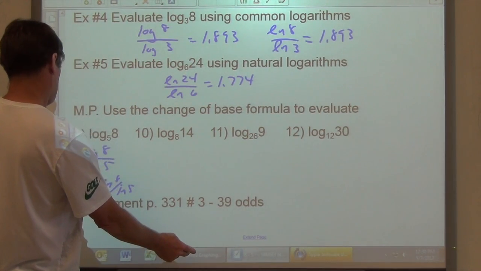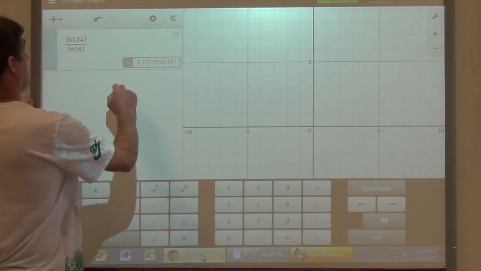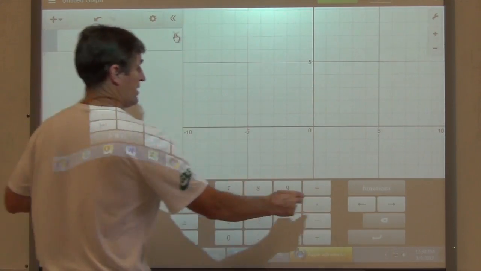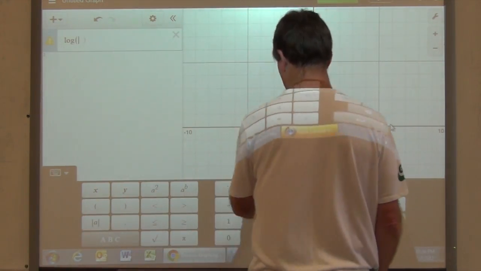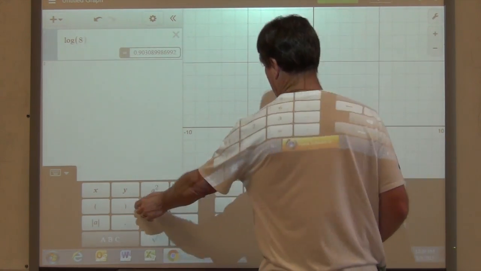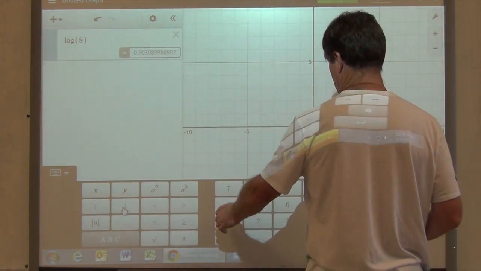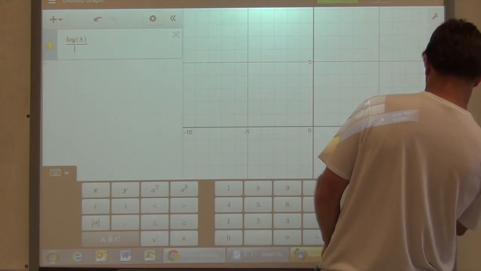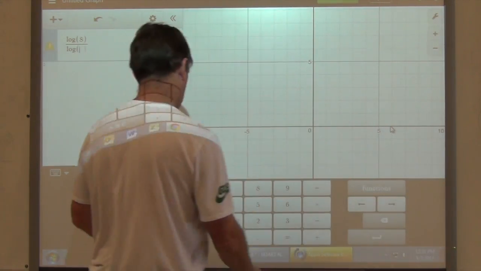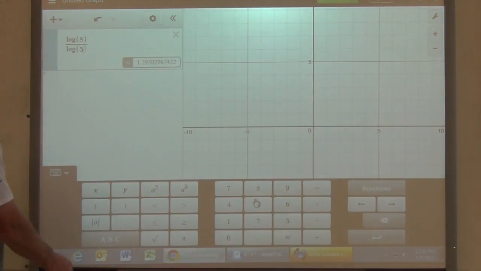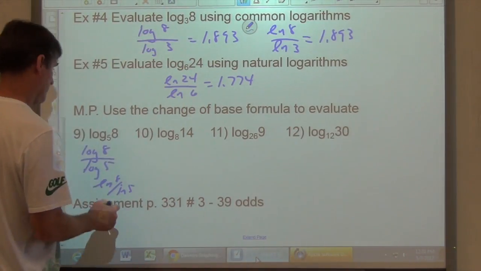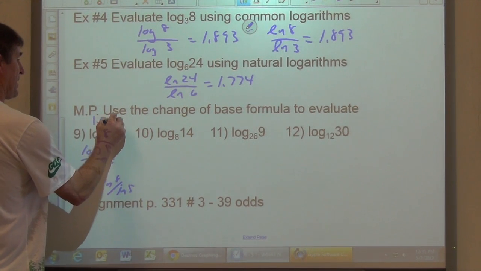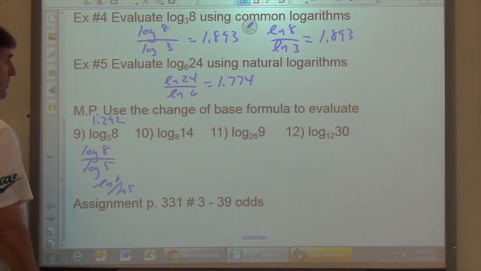But if we go to the Desmos, so 8 and 5. I'm just going to do it as logs. So log 8 divided by log 5. And you should have gotten 1.292. So this should have been 1.292. Again, we're going to round things to 3 places.